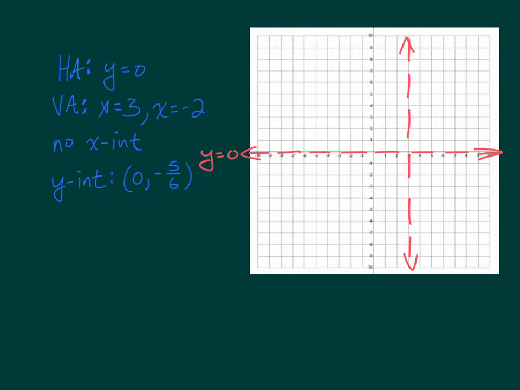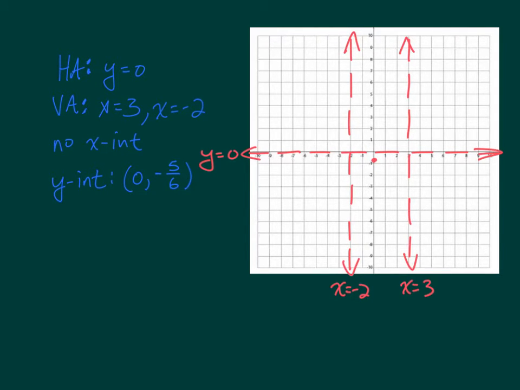And the other vertical asymptote at x equals negative 2. So this one over here is x equals 3. This one over here is x equals negative 2. There are no x-intercepts to plot on this graph. However, we do have a y-intercept that happens at negative 5 over 6. And that is right about there. So now we need to graph this.